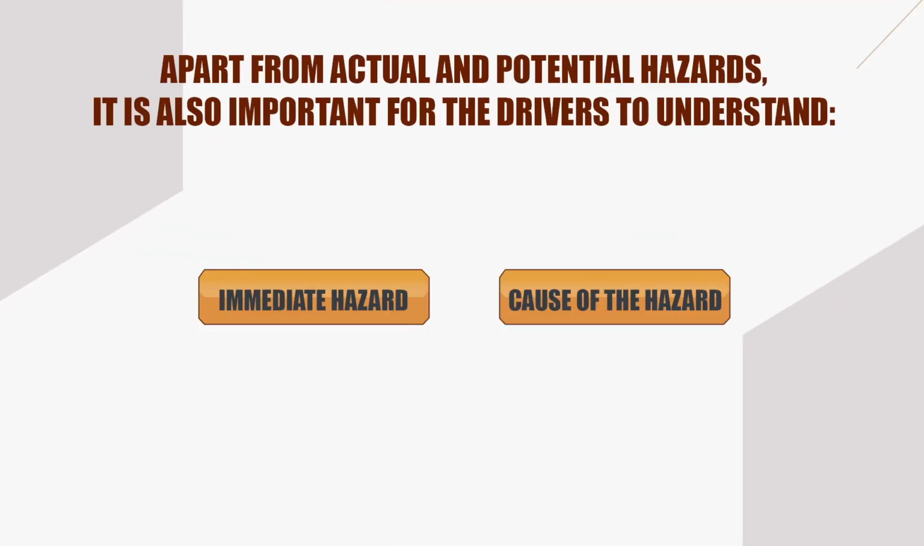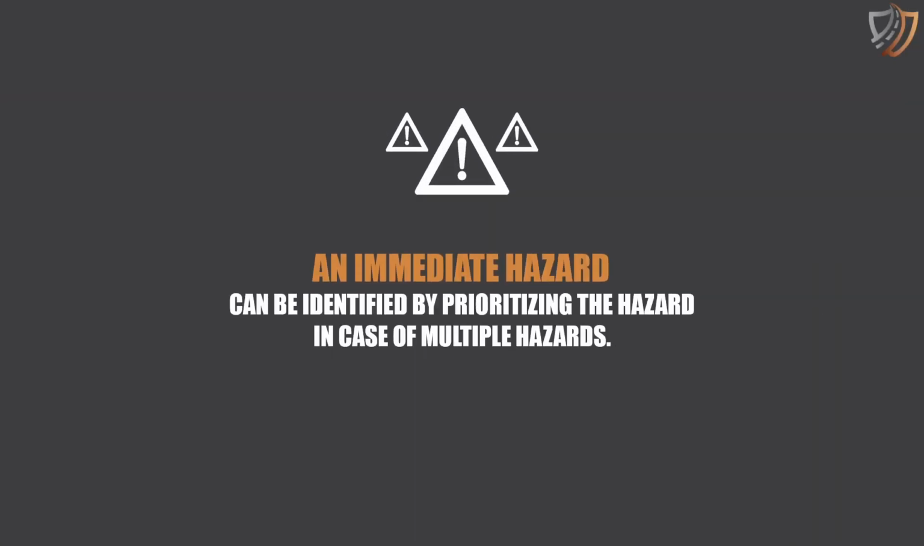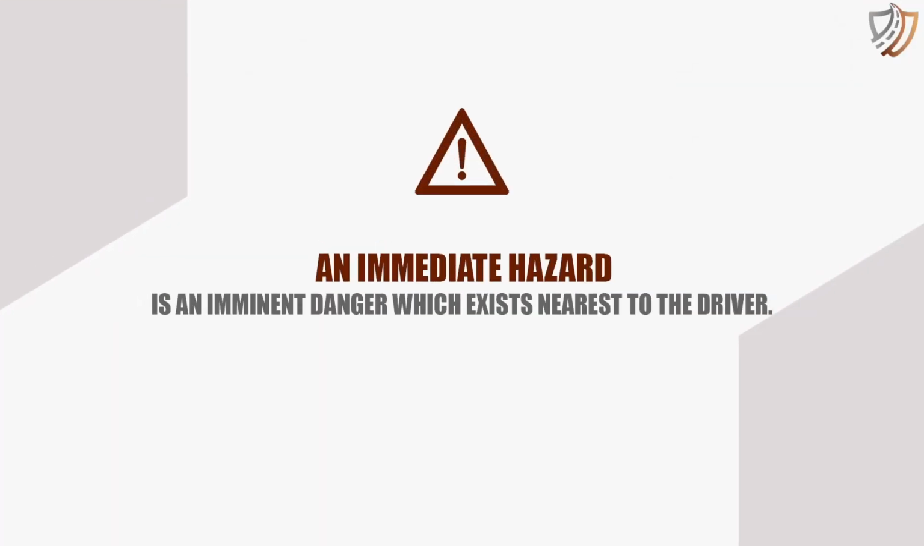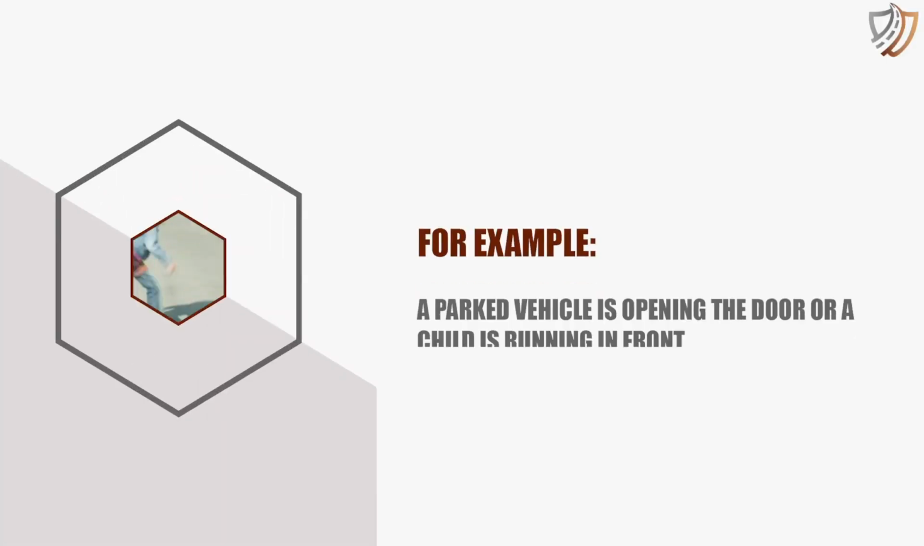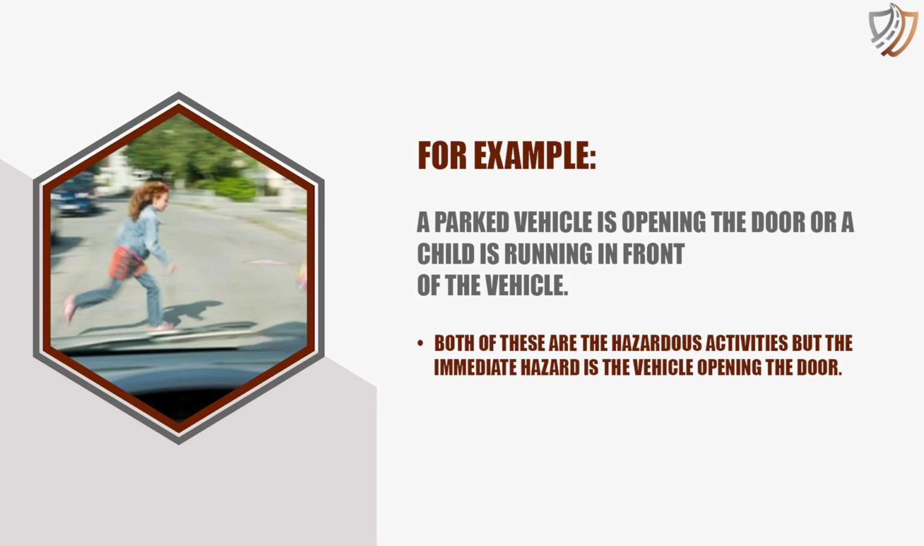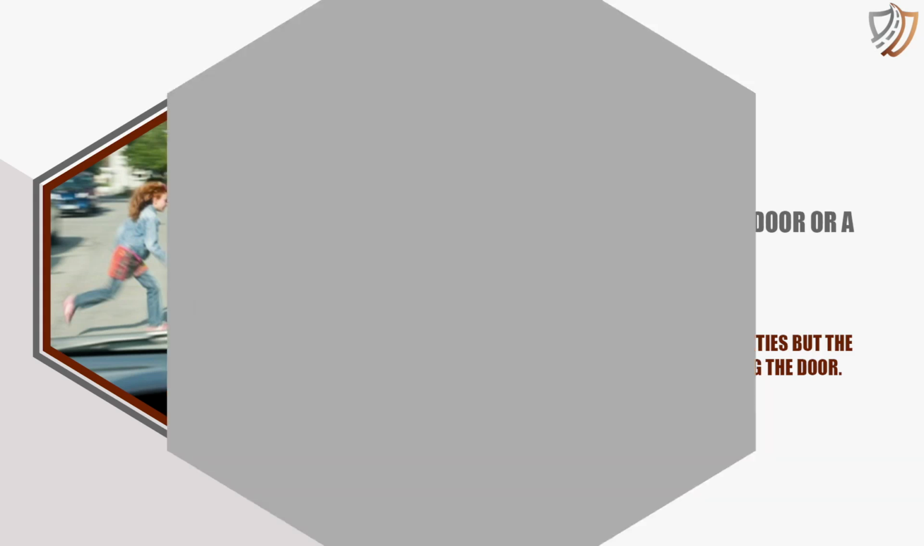Apart from actual and potential hazards, it is also important for the drivers to understand the immediate hazard, the cause of the hazard. Immediate hazard. An immediate hazard can be identified by prioritizing the hazard in case of multiple hazards. An immediate hazard is an imminent danger which exists nearest to the driver. For example, a parked vehicle is opening the door, or a child is running in front of the vehicle. Both of these are hazardous activities, but the immediate hazard is the vehicle opening the door.